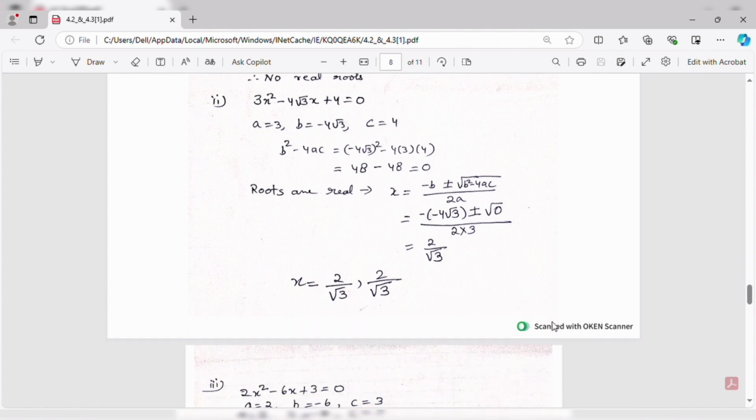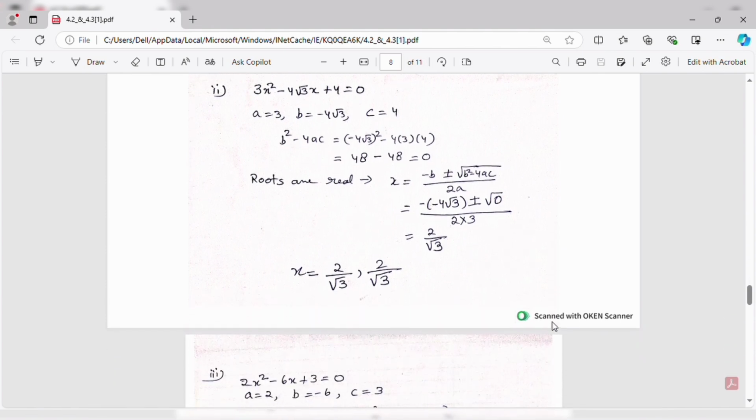Second equation: 3x² − 4√3x + 4. Here also we will find the discriminant b² − 4ac, and we will get the discriminant as 0. So if discriminant is 0, then roots are real and equal. So the roots would be 2/√3 and 2/√3.